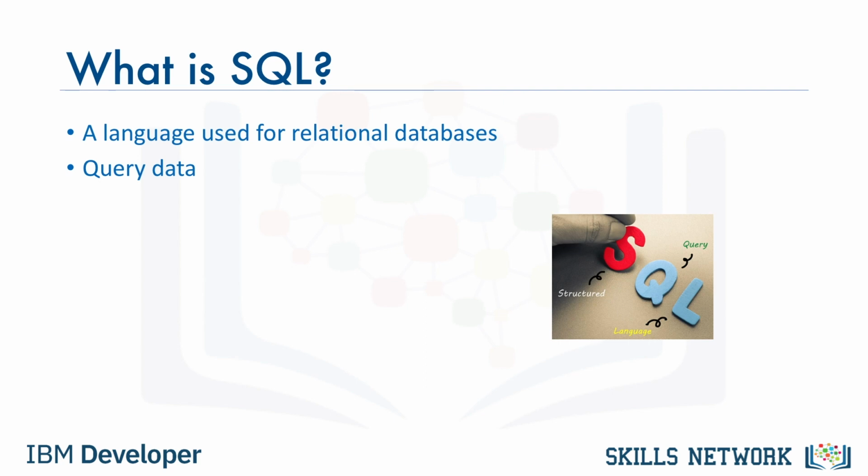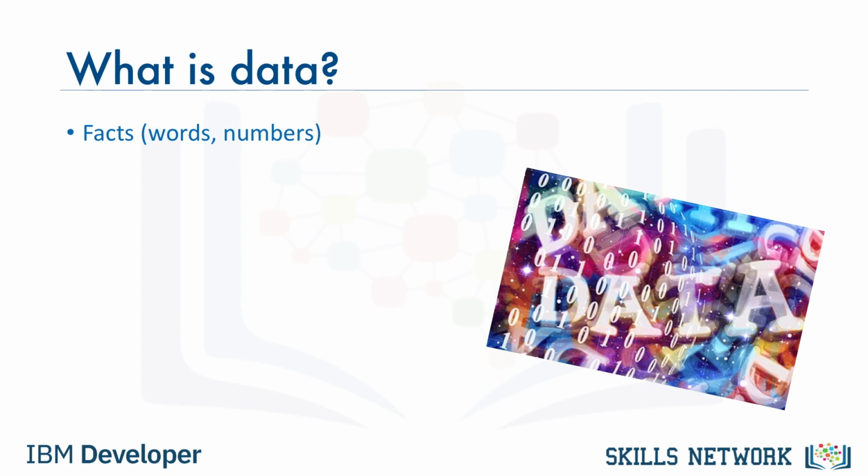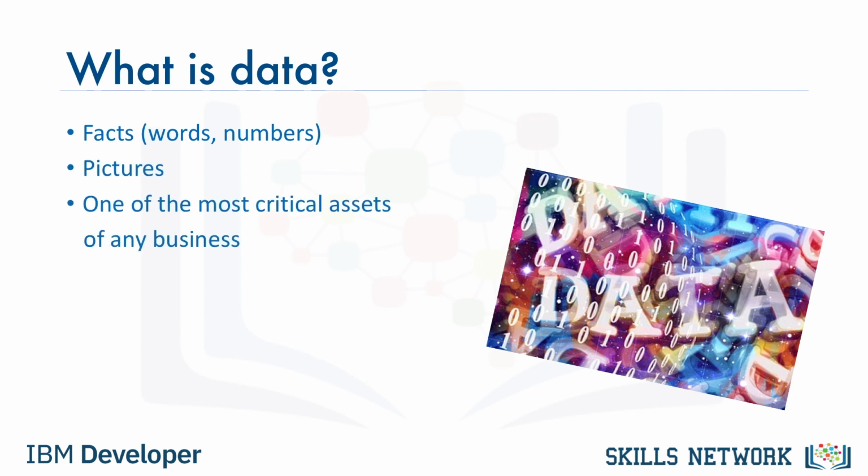But what is data? And what is a database? Data is a collection of facts in the form of words, numbers, or even pictures. Data is one of the most critical assets of any business. It is used and collected practically everywhere. Your bank stores data about you, your name, address, phone number, account numbers, etc. Your credit card company and your PayPal accounts also store data about you. Data is important, so it needs to be secure, and it needs to be stored and accessed quickly. The answer is a database.